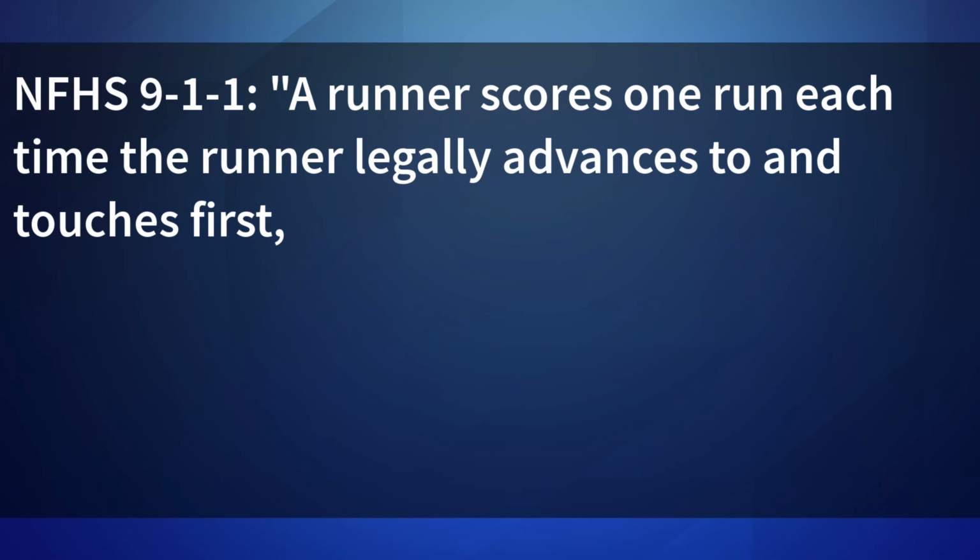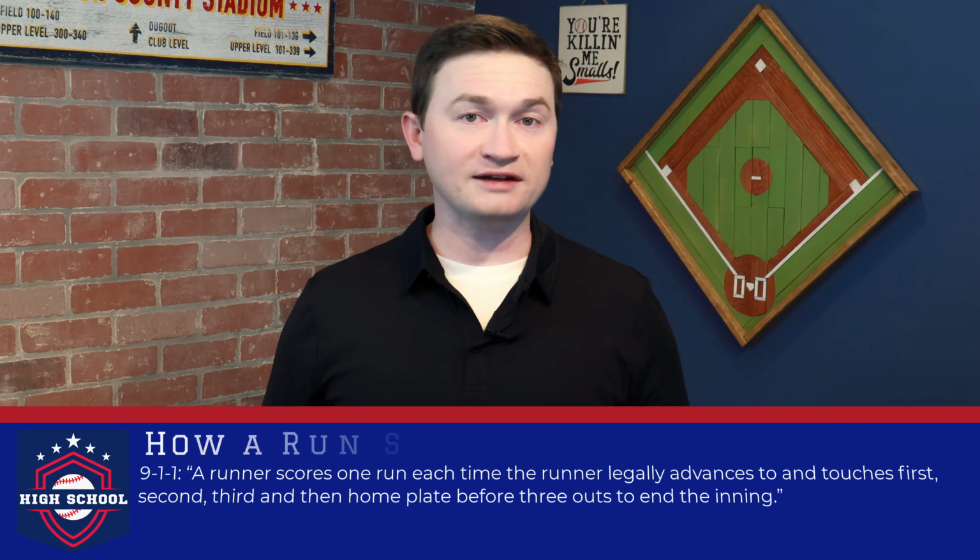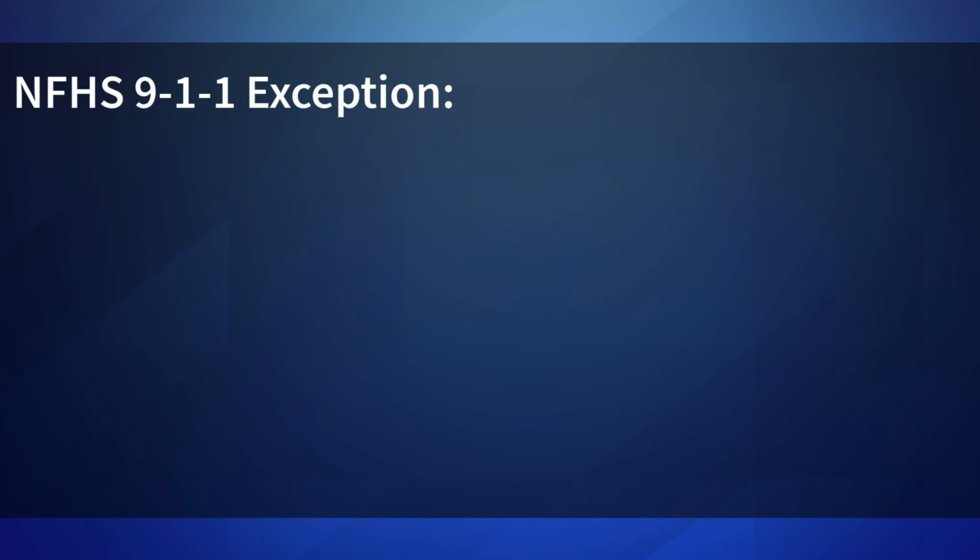A runner scores 1 run each time the runner legally advances to and touches first, second, third, and then home plate before 3 outs to end the inning. You're probably familiar with the basic concept here. Touch all the bases and home before the 3rd out and you score a run. Pretty simple. But where people do tend to get confused and make mistakes is when we get into the 5 exceptions where a run does not score. So let's break down those exceptions.